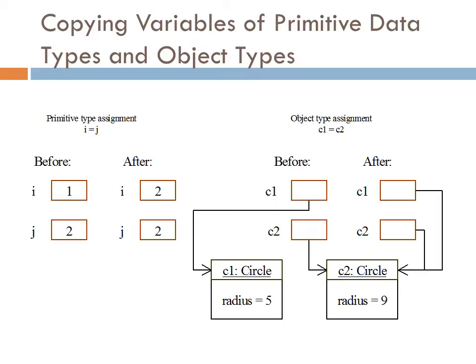Suppose you take object type assignment, that is c1 is equals to c2. Before, c1 is pointing to the circle object 1 and c2 is pointing to the circle object 2. When we assign c1 is equals to c2, then the address that is inside c2 will be assigned to c1. Now c1 also points to circle object 2 instead of pointing to circle object 1.